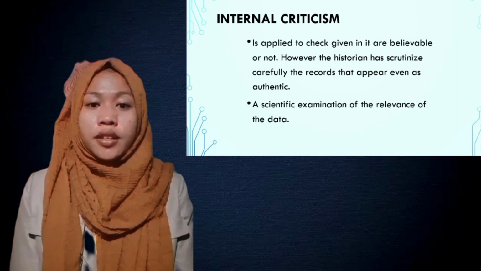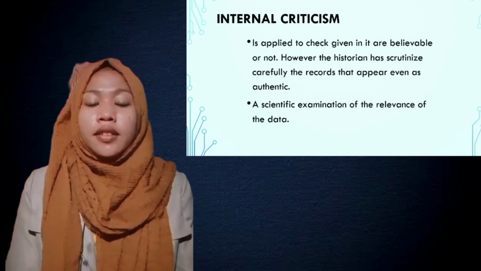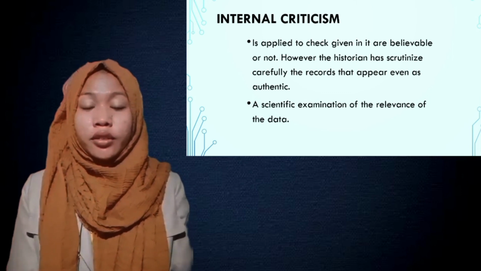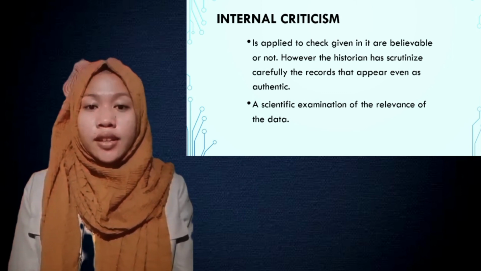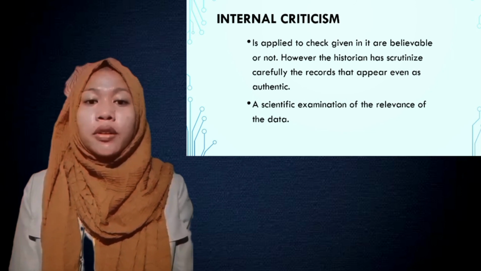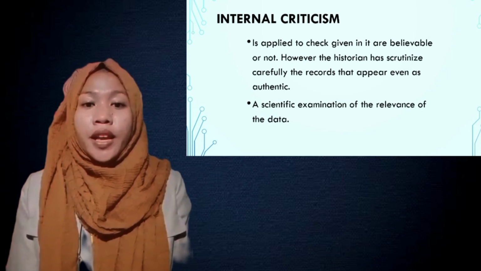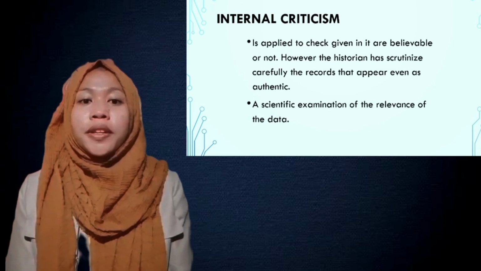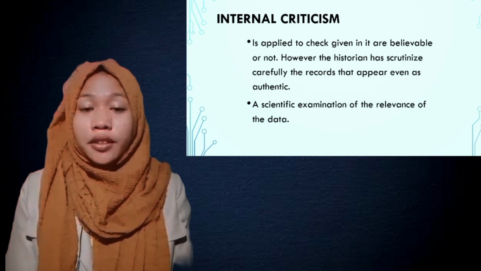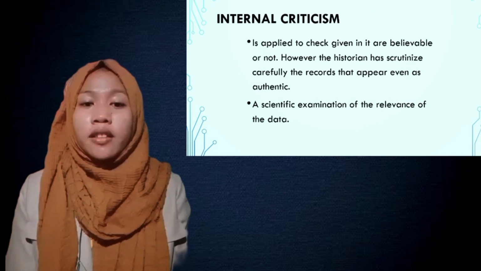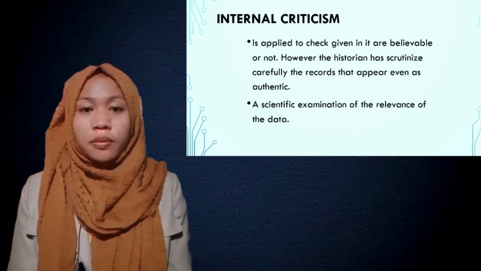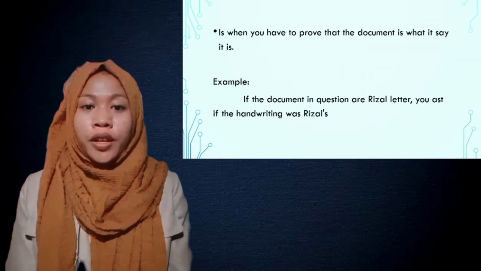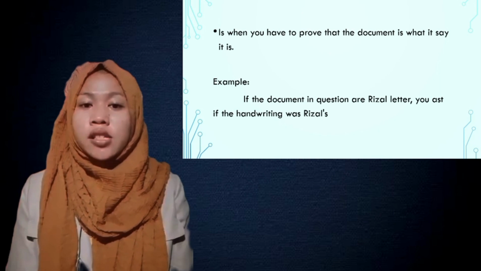Here is the internal criticism. Internal criticism is applied to check the credibility of the document, whether the contents given in it are believable or not. However, the historian has to scrutinize carefully the records that appear to be authentic. Internal criticism involves a scientific examination of the relevance of the data. Internal criticism is when you have to prove that the document is what it says it is.